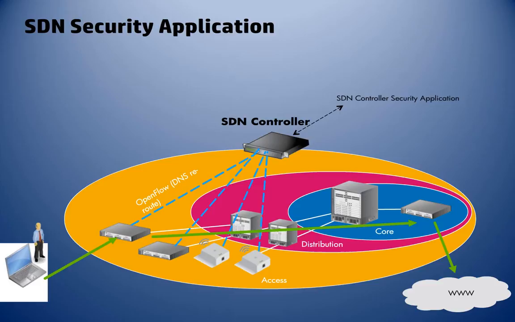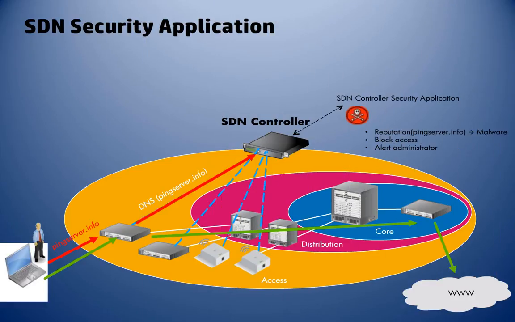In the case that we present a request to a malware site, the specific DNS packet is rerouted over to the SDN controller, not the entire flow, and the SDN controller looks at that DNS request against the reputation database, identifies it as a vulnerability or a problem, and then goes through and blocks the access and alerts the administrator. Now, the nice thing about this approach versus the traditional IDS approach is that we're only looking at specific packets, we're not looking at the entire flow.